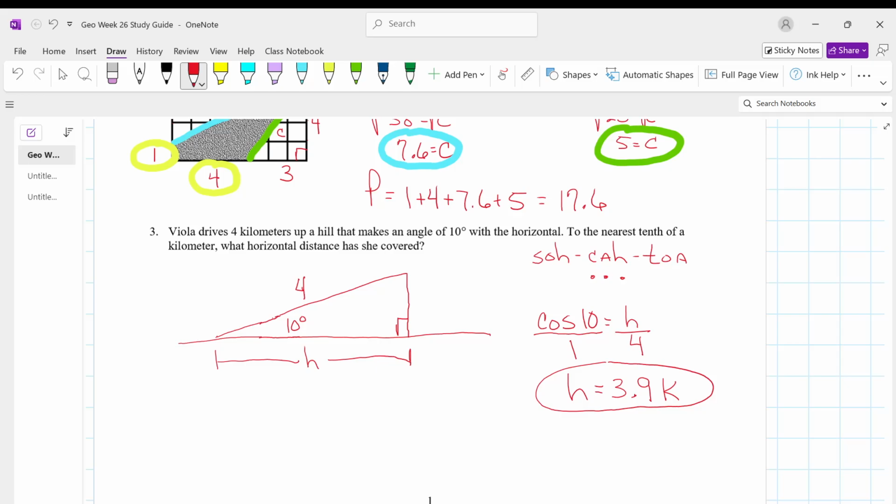So you're going to draw the triangle. Just double check your drawing. All right. 4 kilometers up the hill is the hypotenuse. Angle 10 degrees with the horizon. That's this angle in here. All right. And horizontal distance covered. That's this leg of the right triangle, the bottom leg.